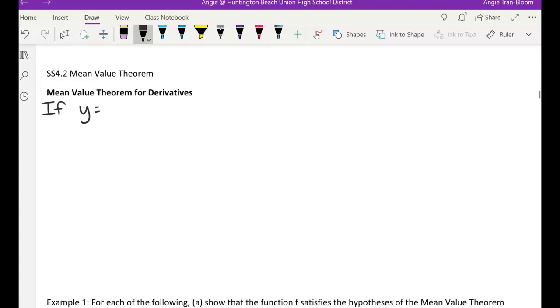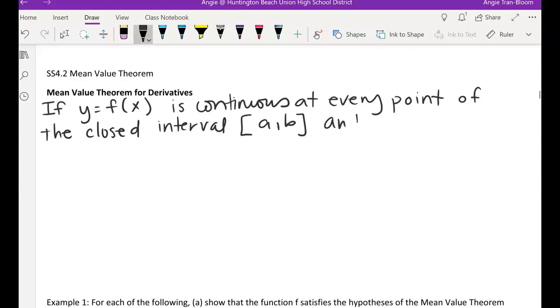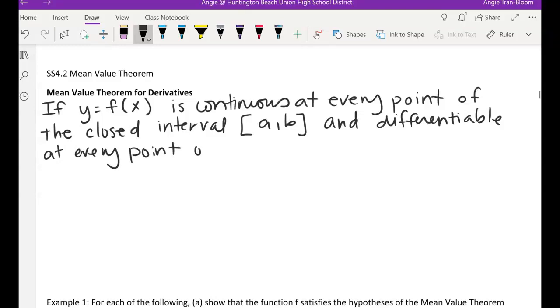If y equals some function, let's call it f of x, and this function is continuous at every point of the closed interval, let's call it from a to b, and the same function is differentiable at every point on its interior. That means non-inclusive from a to b.